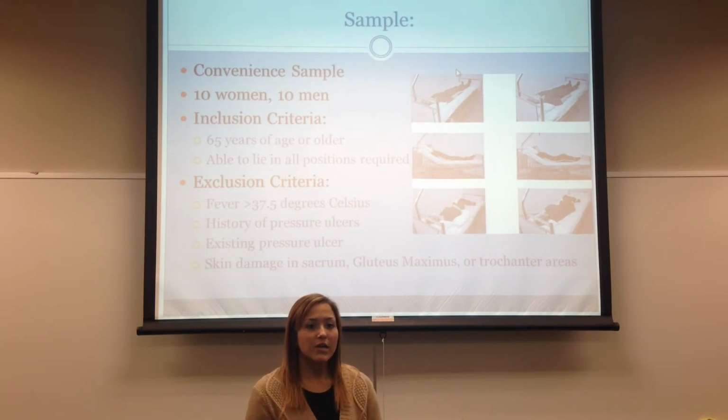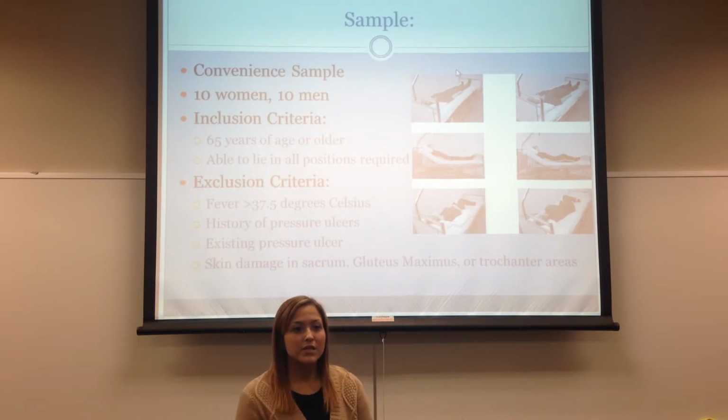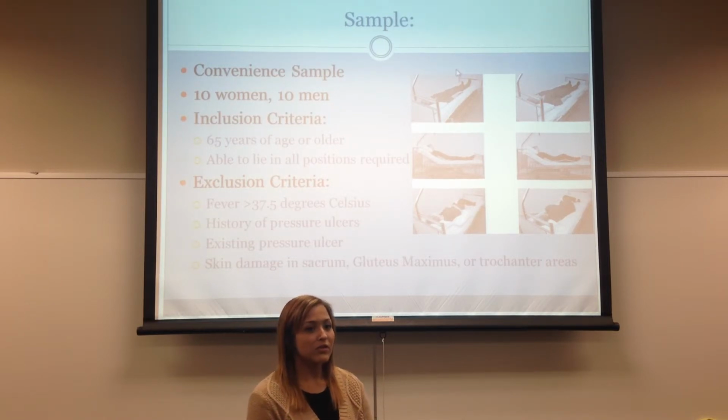The exclusion criteria: if they had a fever greater than 37.5 degrees Celsius, if they had a history of pressure ulcers, if they had an existing pressure ulcer, or if they had skin damage to popular pressure ulcer areas, including the sacrum, the trochanter areas, and the gluteus maximus.